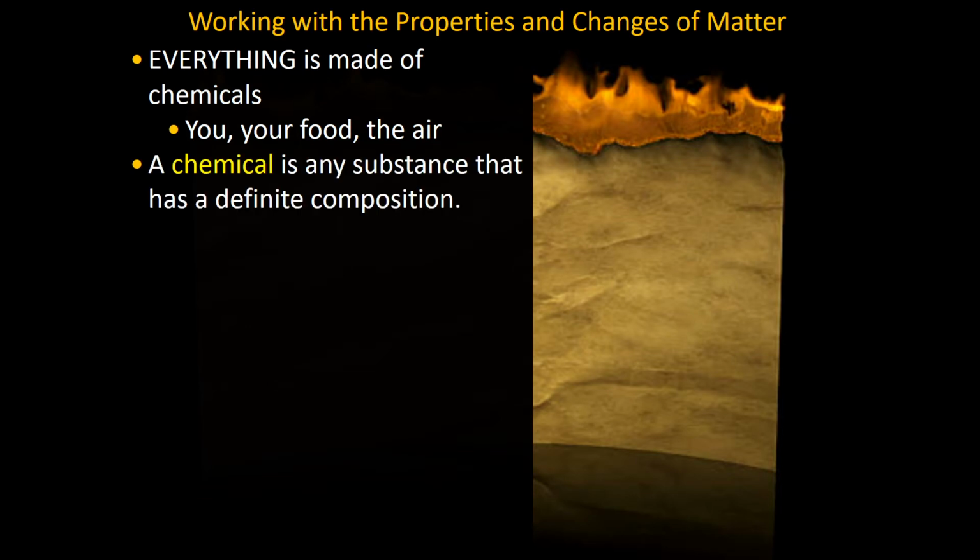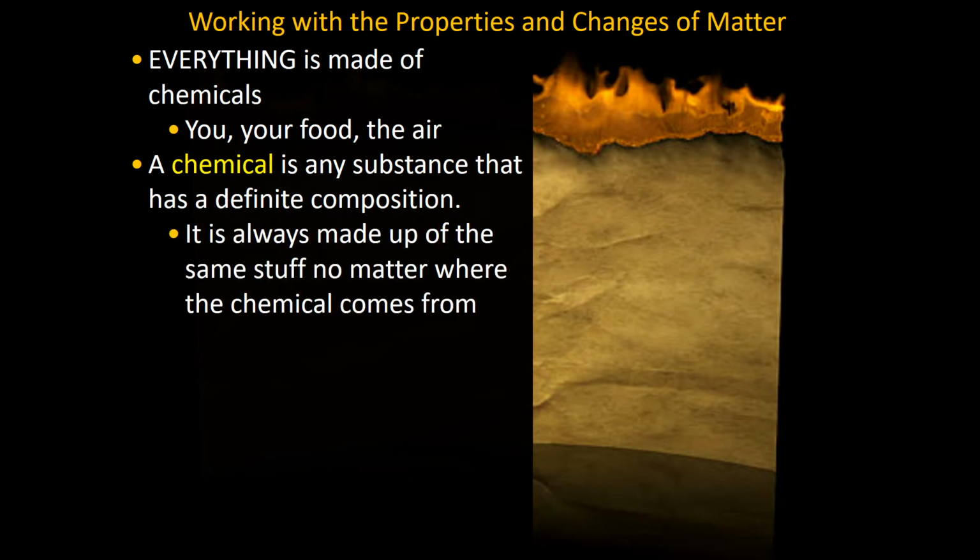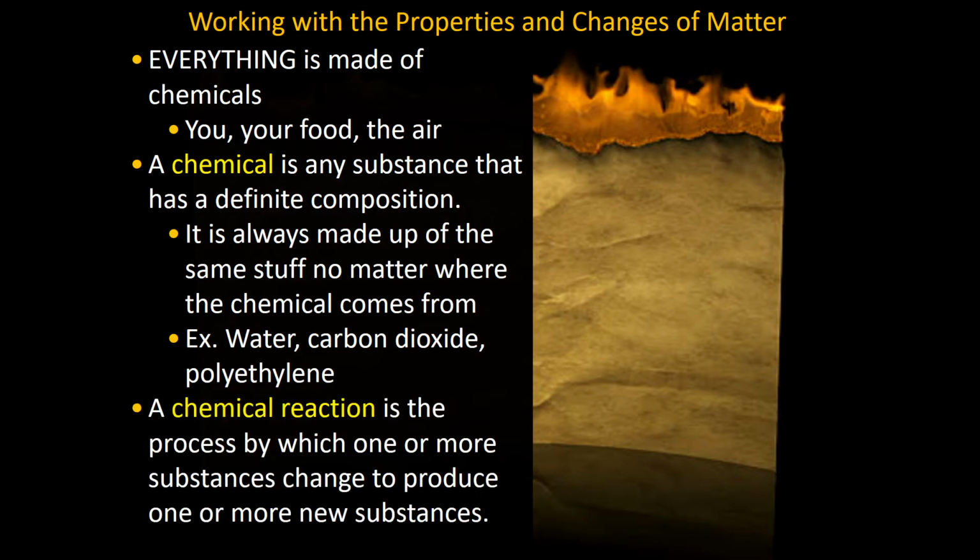A chemical is any substance that has a definite composition. It is always made up of the same stuff no matter where the chemical comes from. Example: water, carbon dioxide, oxygen in the air, polyethylene. These are all chemicals.